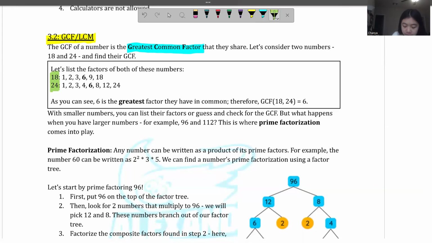Similarly, for 24, if you list all of its factors, you can see that when you divide 24 by each of these factors, you do not get any remainder. So that is basically what a factor is. Now I'm going to use these numbers to get the GCF of 18 and 24. Of course, you could do this by listing their factors and then taking the greatest factor they have in common, which in this case is 6.